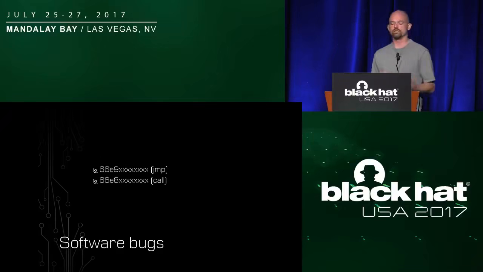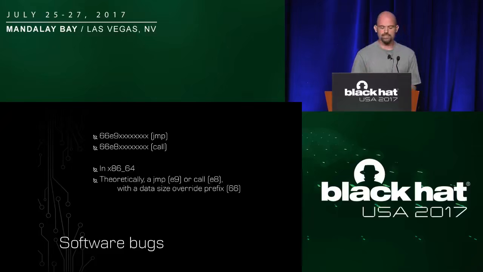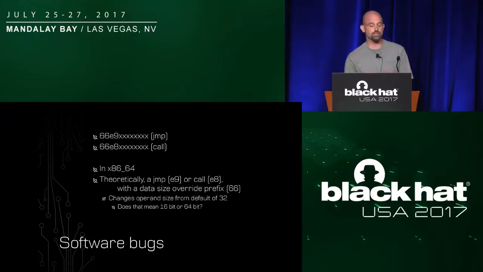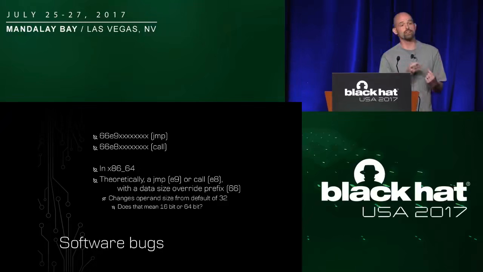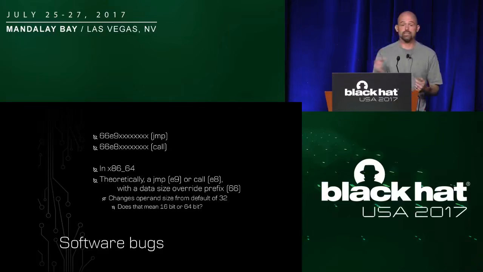So two of the more interesting ones I found were these jump and call instructions. In the 64-bit version of the x86 architecture, theoretically, E9 is a jump instruction, E8 is a call instruction, and 66 is what's called a data size override prefix. What 66 is supposed to do is change the default operand size of that instruction. So normally E9 and E8 take a 32-bit operand. So 66 is supposed to change that either to a 16-bit operand or to a 64-bit operand.